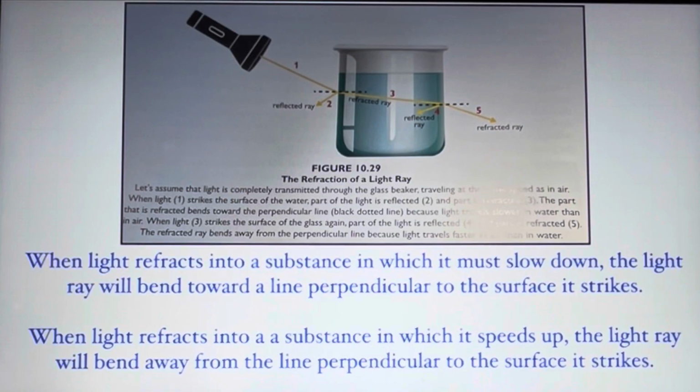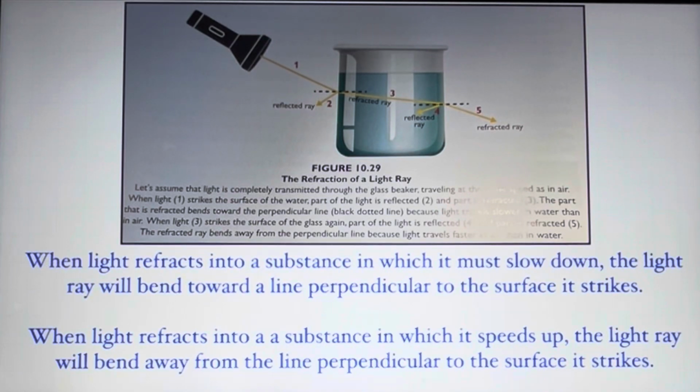When light refracts into a substance in which it must slow down, the light ray will bend toward a perpendicular line to the surface it strikes. When light refracts into a substance in which it speeds up, the light ray will bend away from a line perpendicular to the surface it strikes. These two general rules can be summed up by figure 10.29.